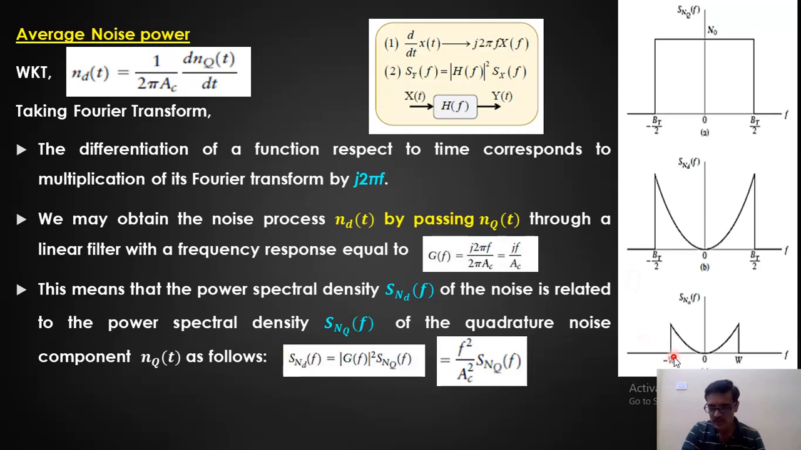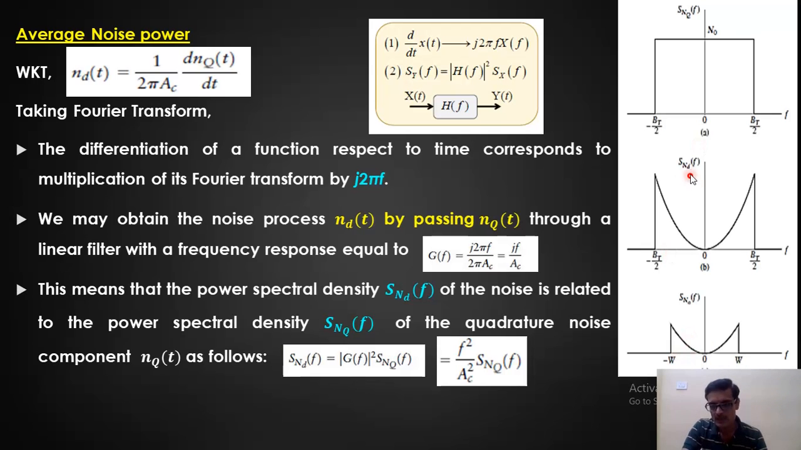A low pass filter will have a bandwidth equal to the message bandwidth, that is minus W to plus W, which is very much smaller compared to the transmission bandwidth of 200 kilohertz. This bandwidth is very small, maybe 10 kilohertz or 20 kilohertz, the audio band, roughly. So this bandwidth is very small.